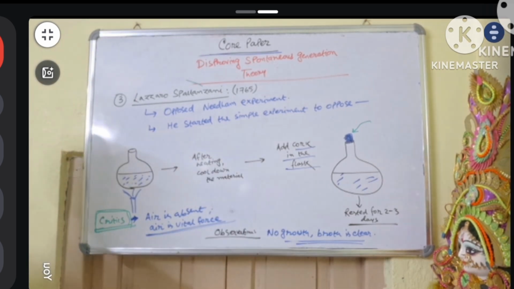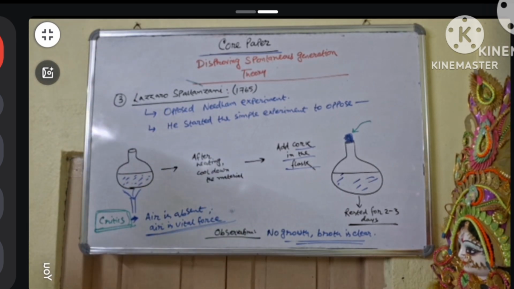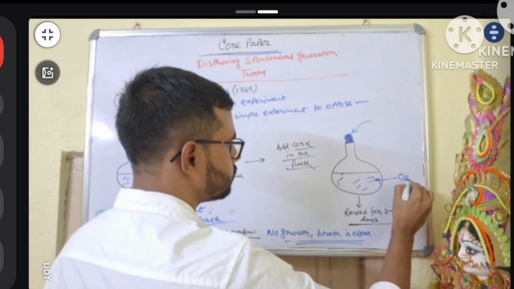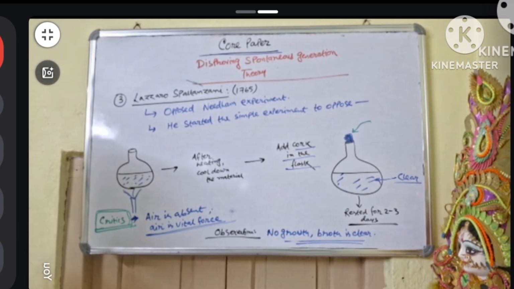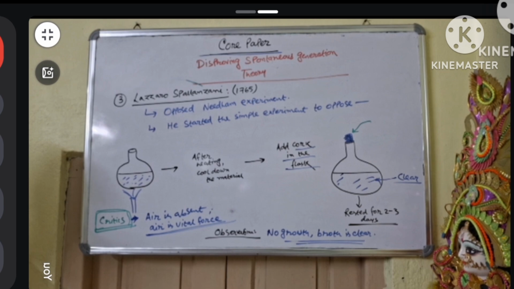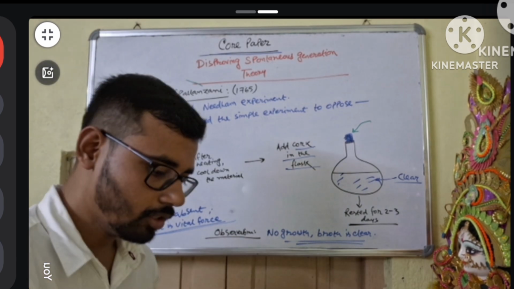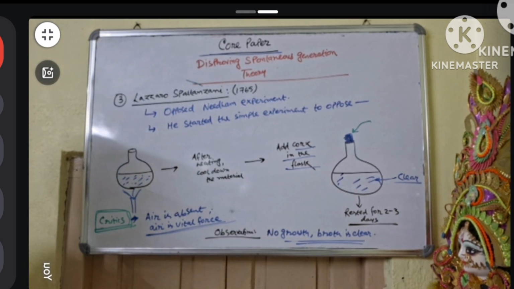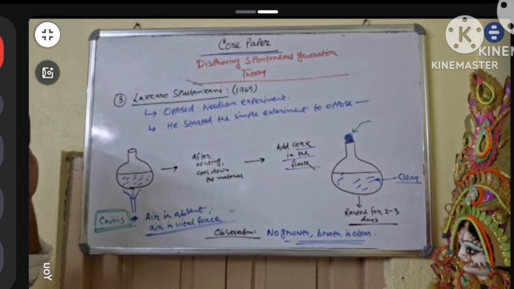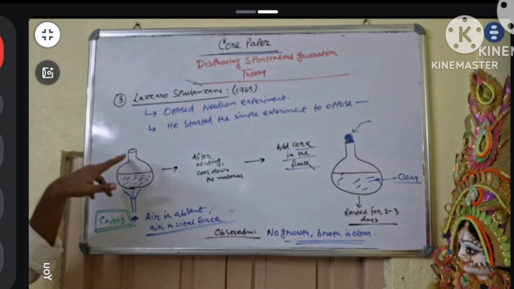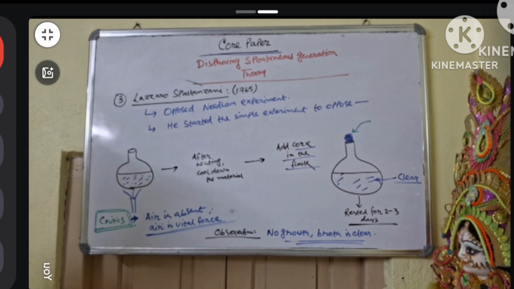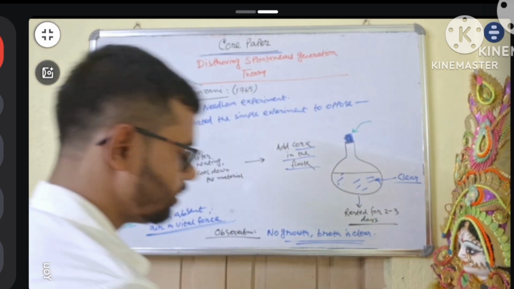That's why the broth is clear here. So it is difficult now. How can you disprove spontaneous generation in the case of microbes? It is now very difficult. Air will enter anyway. So at the end came the famous scientist Louis Pasteur.